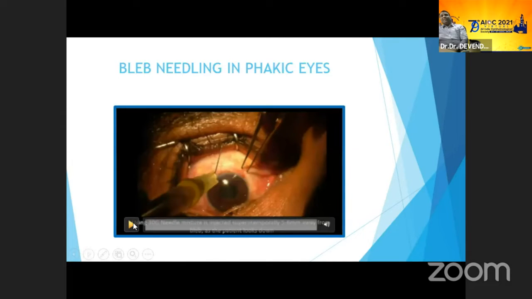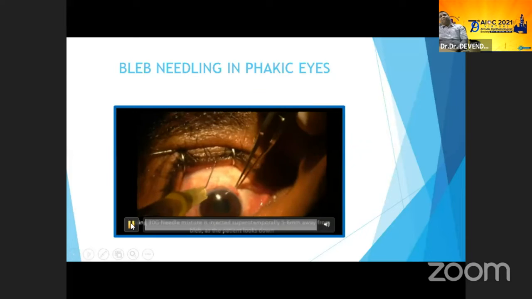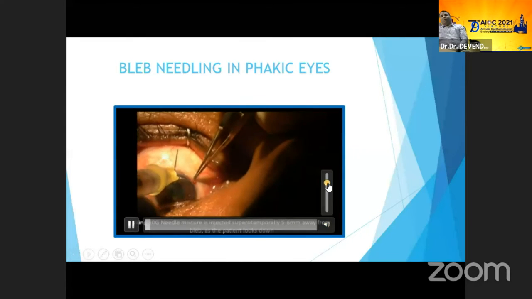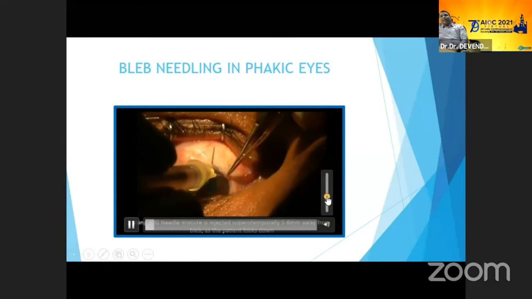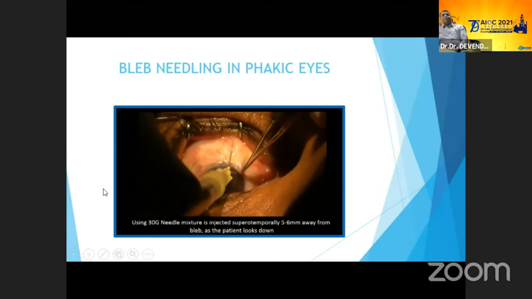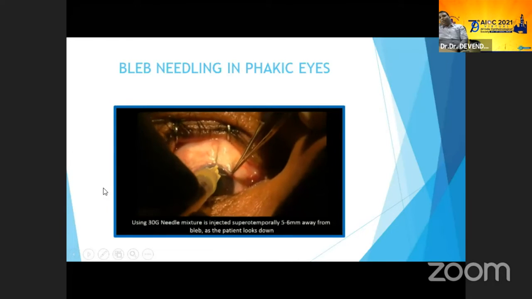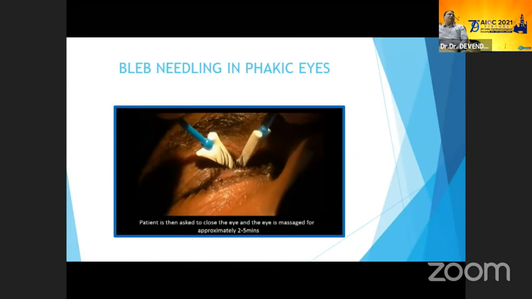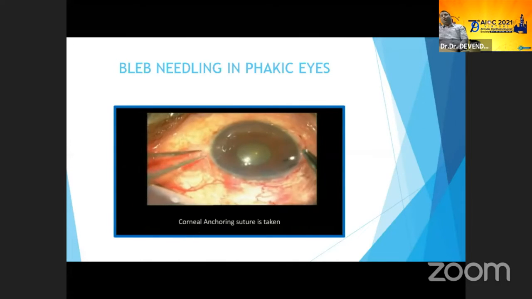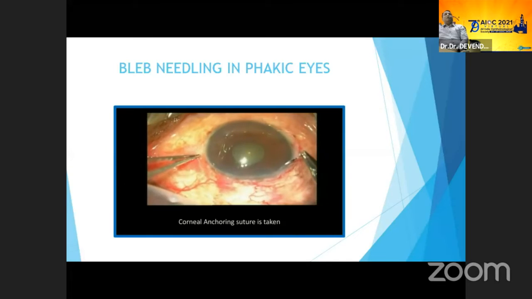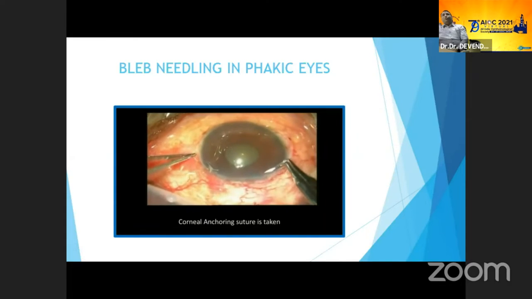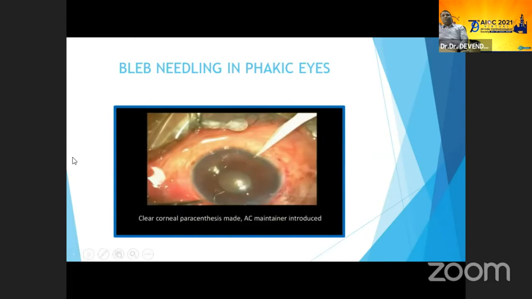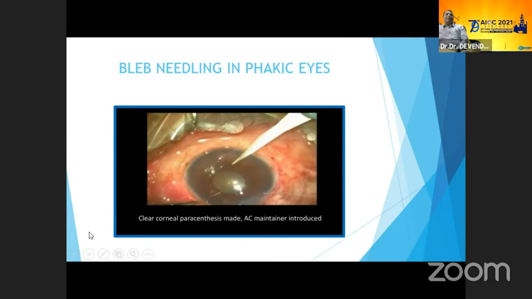And this is another case. This is a bleb needling that you are doing in phakic eyes. So in phakic eyes, we have to take special precautions, as Dr. Sarmala has already shown in his video. In this video, after giving the MMC and lignocaine injection, we do ocular massage. After the ocular massage, we wait for 2 minutes. After waiting 2 minutes, take the clear corneal traction suture, which helps in the maneuver of the bleb needling.